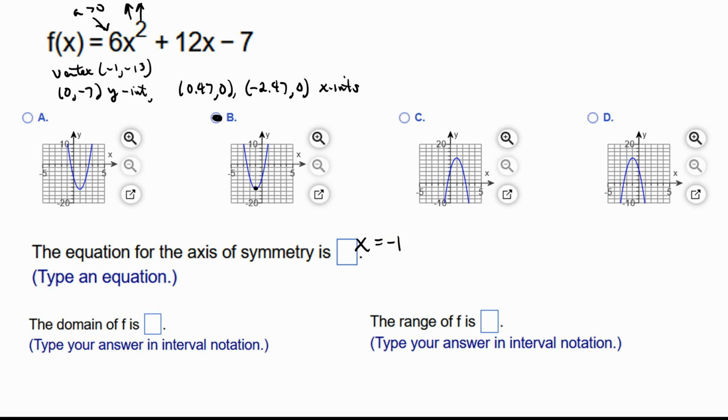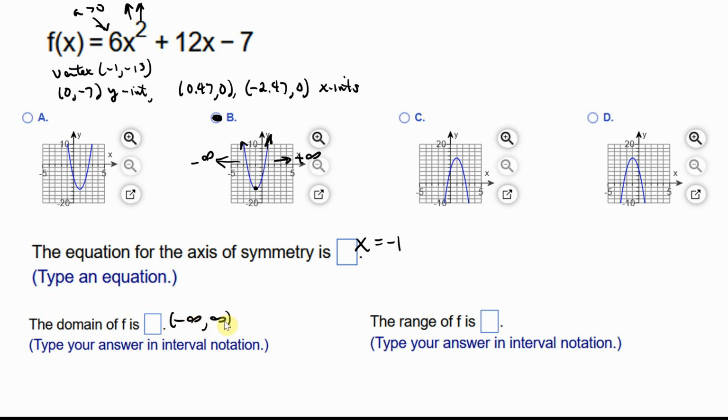What's the domain? We look at the graph with respect to the x-axis. As it goes up, it keeps on going to the left, so it's going to cover all those values to negative infinity. As it goes up to the right, it keeps on going to the right as well, so it's going to cover all the way over to positive infinity. So that's my domain, from negative infinity to positive infinity.